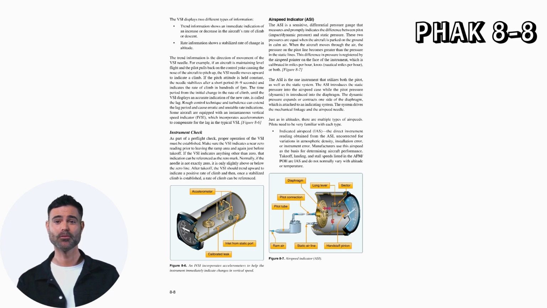Instrument check. As part of a pre-flight check, proper operation of the VSI must be established. Make sure the VSI indicates a near 0 reading prior to leaving the ramp area and again just before takeoff. If the VSI indicates anything other than 0, that indication can be referenced as the 0 mark. Normally, if the needle is not exactly 0, it is only slightly above or below the 0 line.